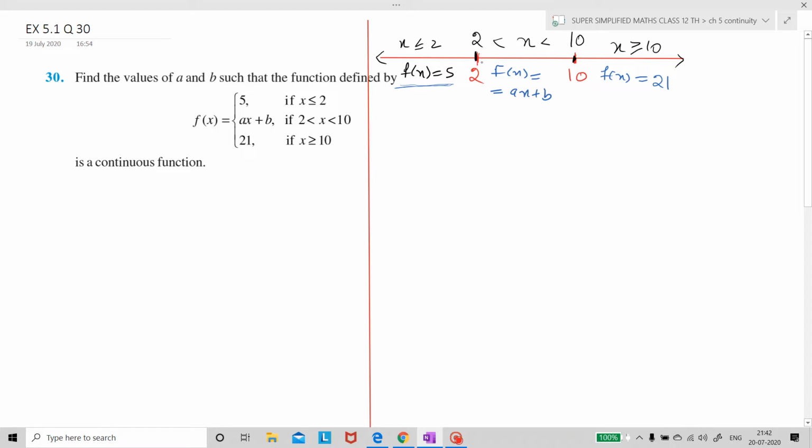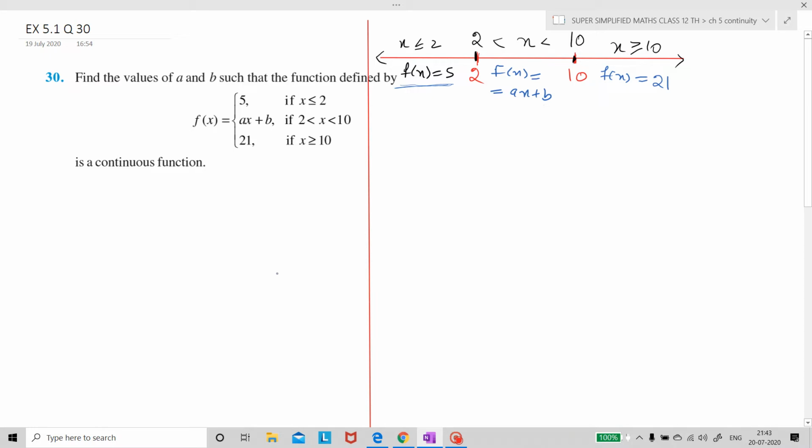These are the points for which x is between 2 and 10, and for them the function is ax plus b. Here you get the points for which x is greater than or equal to 10, and for them the function f(x) is 21. Now the question says you have to find the values of a and b such that this function, which I will explain right now with the help of this figure, is a continuous function.